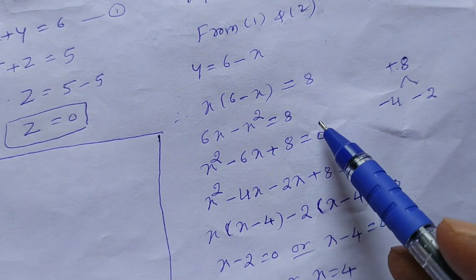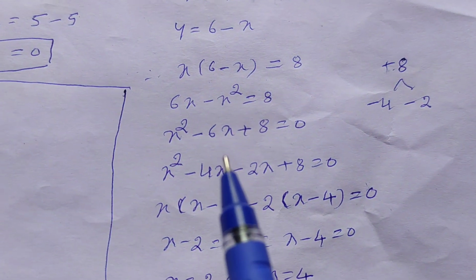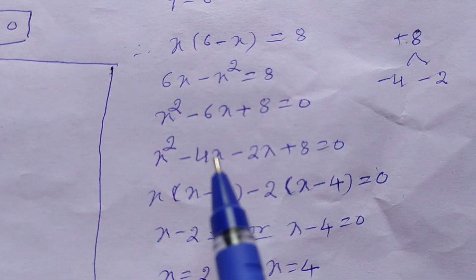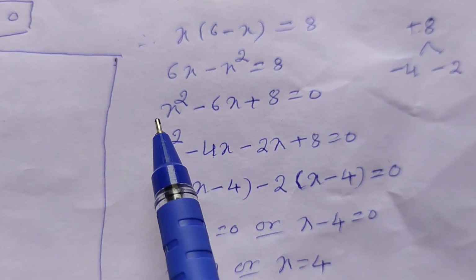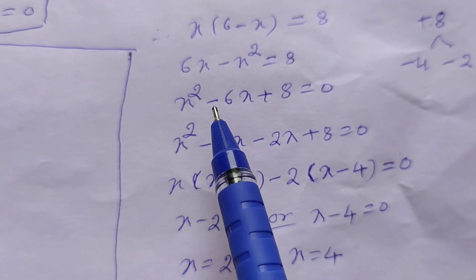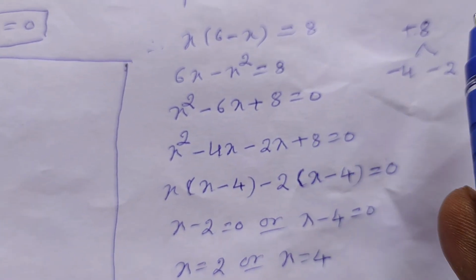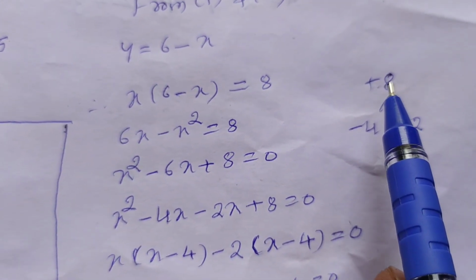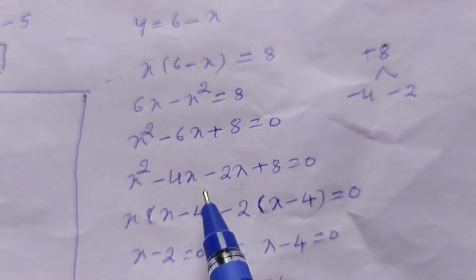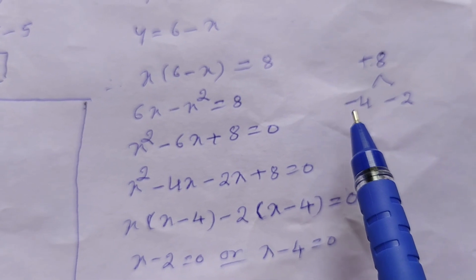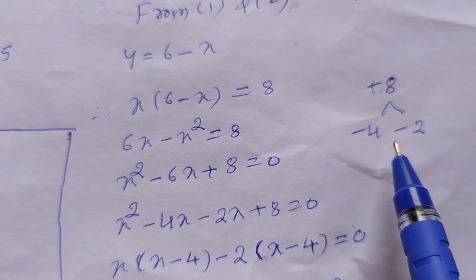This is the quadratic equation. Now we solve the quadratic equation here, by splitting the middle term. Here this is minus 6, the coefficient of x square is 1, and here the constant is 8. Multiply the 1 and 8, 1 into 8, that is 8. Which are the two terms? Their sum is minus 6 and their product is plus 8, that is minus 4 and minus 2.